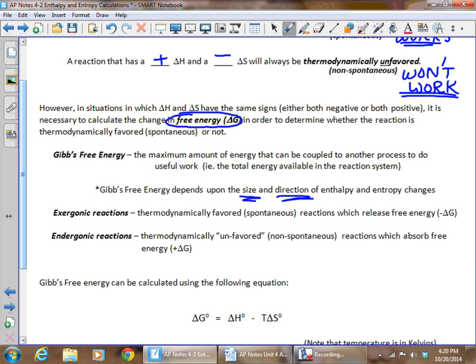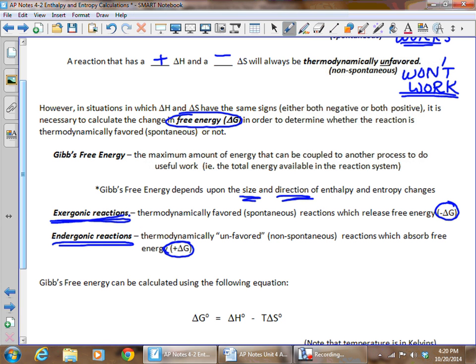Now, if we get a negative value for our free energy, meaning free energy is given off by the system, then it's called an exergonic reaction. It's just a new term. Nicely, it still uses the X and N prefixes to help us out a little bit. Endergonic reactions are the ones that are unfavored, and we can tell those when we see that positive delta G.